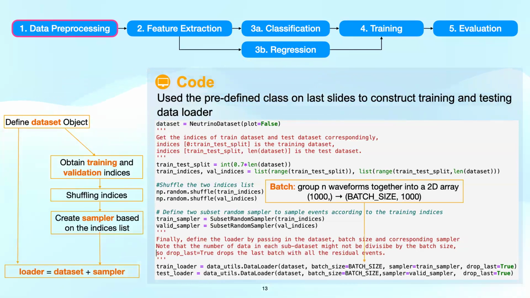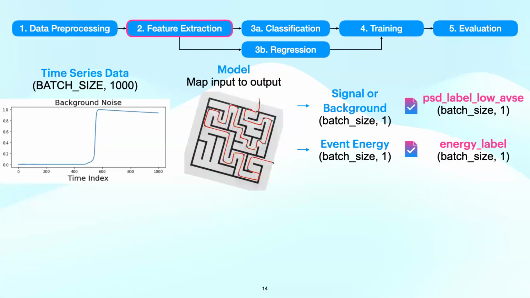And then there's one more concept, which is the batch. The idea of a batch is that we can group n waveforms into a 2D array. Remember, each of our waveforms has a length of 1,000. If we have a batch size of 25, then we have an array of 25 by 1,000. So we're grouping 25 waveforms together into one 2D array. You will see why we can do this in the future slides.